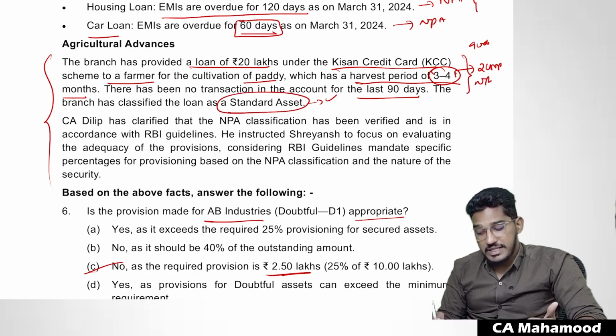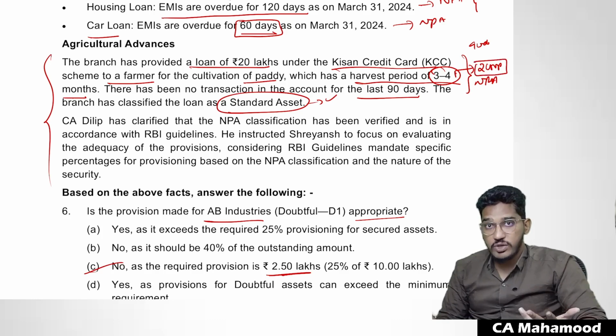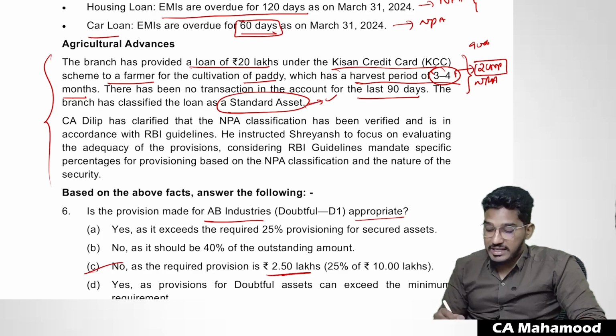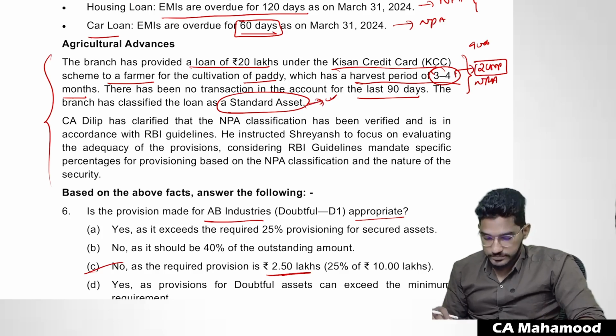Why? Because it need not be classified as NPA. The 90 days condition will not become applicable here. It will be classified as NPA if it remains overdue for more than 2 crop seasons. Here a crop season of 4 months is there. Even up to 8 months, if you don't have any credit, no problem. So you can classify it as a standard asset only.